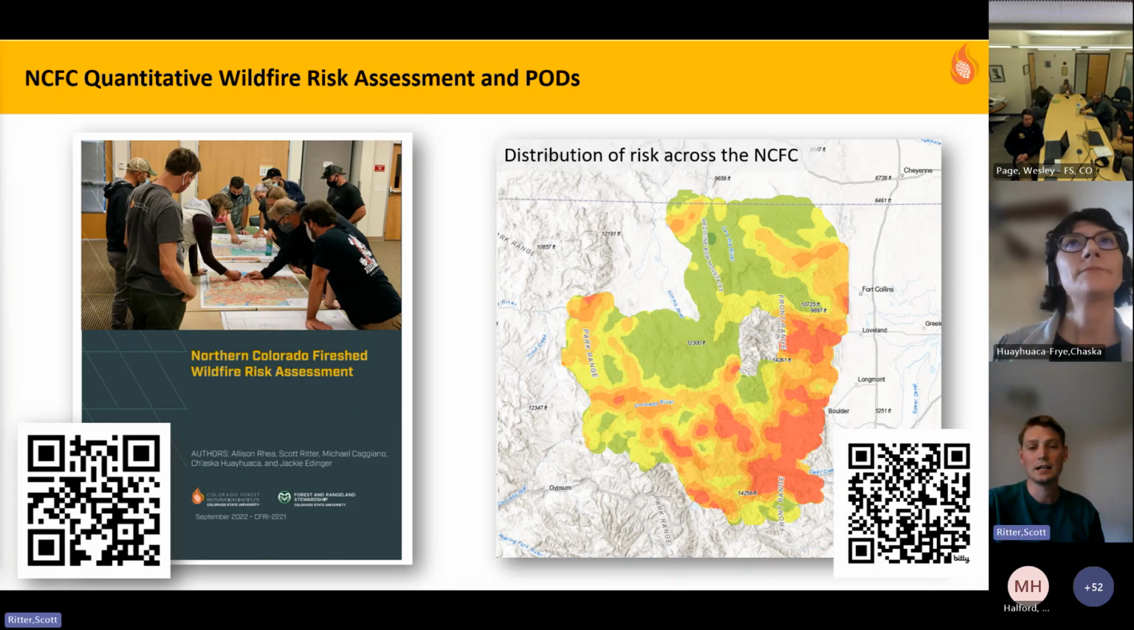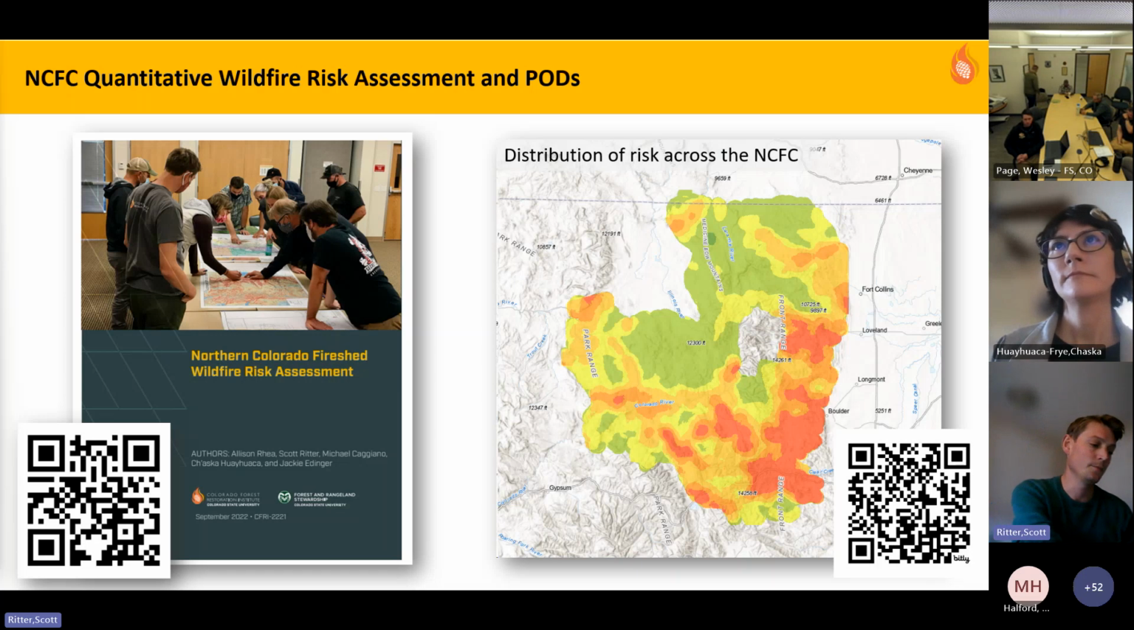It does a nice job of highlighting some of those hot spots, and then there's a whole bunch of subsequent analyses that you can do with this data.